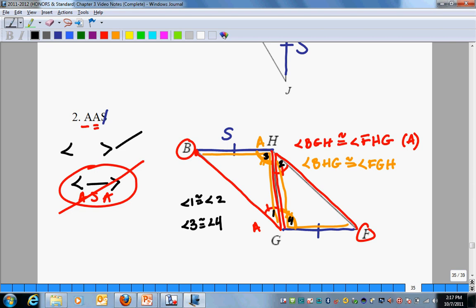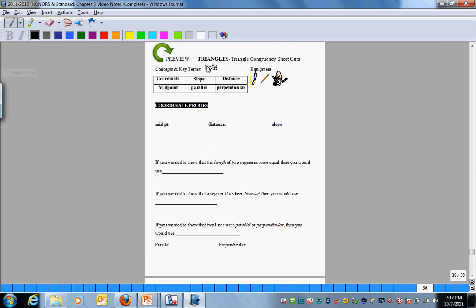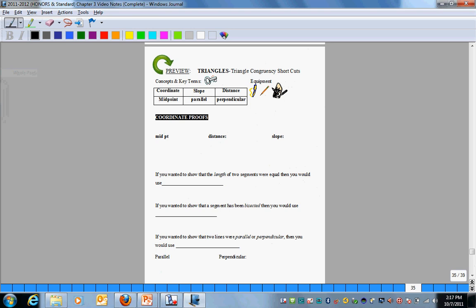Coordinate proofs. In a coordinate proof, the basic idea is we're simply doing an explanation on the coordinate plane. You're going to explain something using coordinates. And the most common three methods that we work with on the coordinate plane are the midpoint, the distance, and the slope equation, because each of these tell us something.